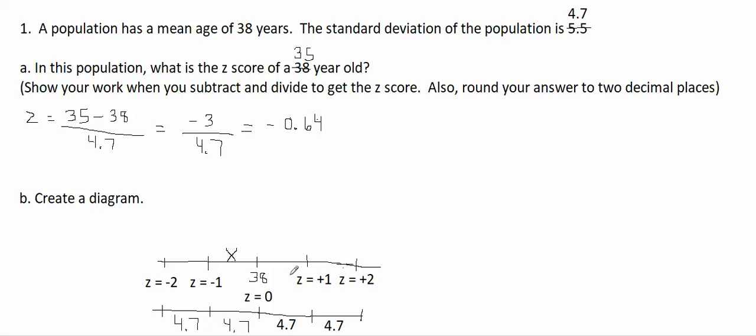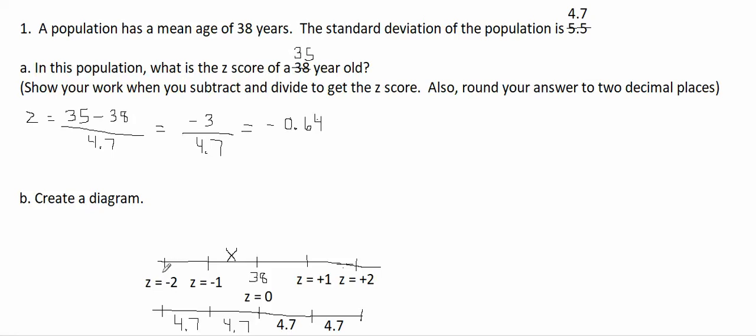So just make a diagram like this one. If you don't want to make it this way, there's one other option that I could allow you to do. You could just actually do 38 plus 4.7 and figure out what this number is and put it there, and then take that number and add 4.7 again and solve for this number, and then do 38 minus 4.7 and get this number, and then do minus 4.7 again and get this number.